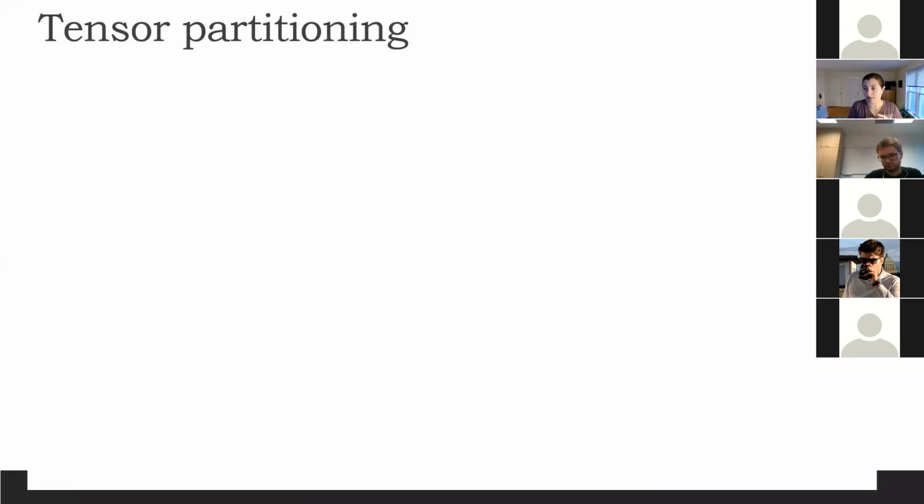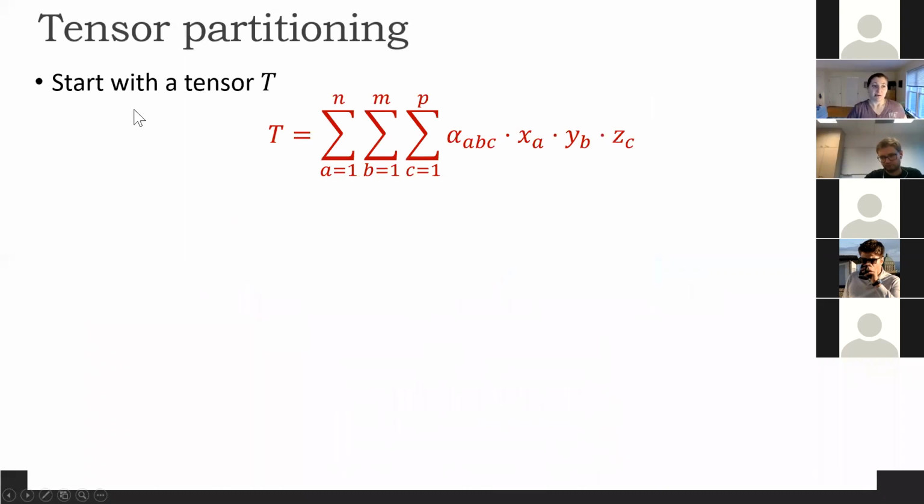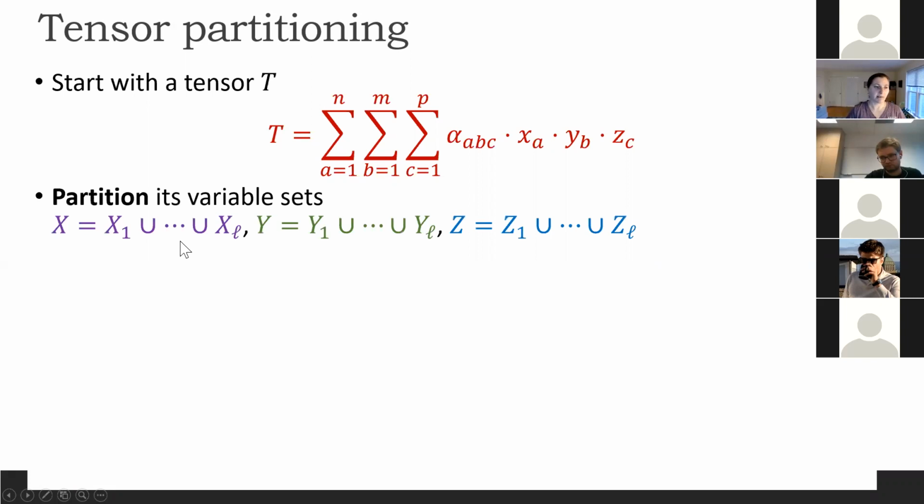So this slide is not going to be very special, but will get us to the special structure. So let's start with a tensor t. It's a trilinear polynomial, and what we're going to do is take the variable sets x, y, and z, and split them very cleverly, let's say, into parts. So x is split into x1 up to x sub l. The y variables are split from y1 to y sub l. Some l is some constant, and the z variables are split into l subsets as well.